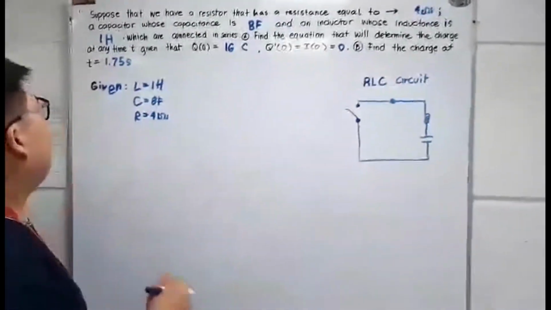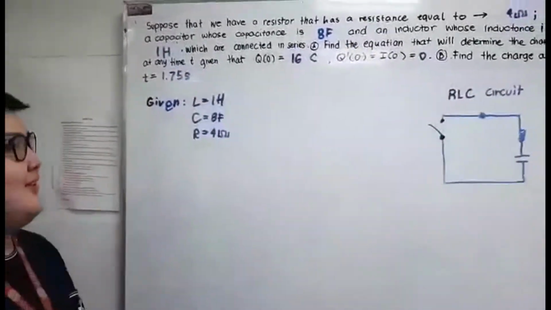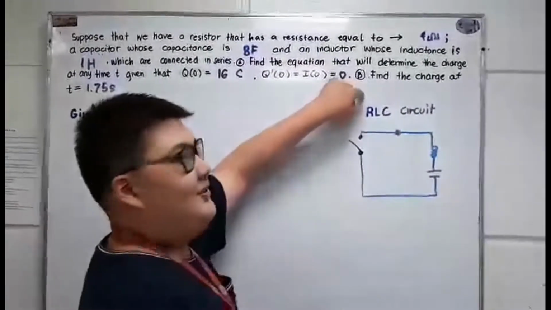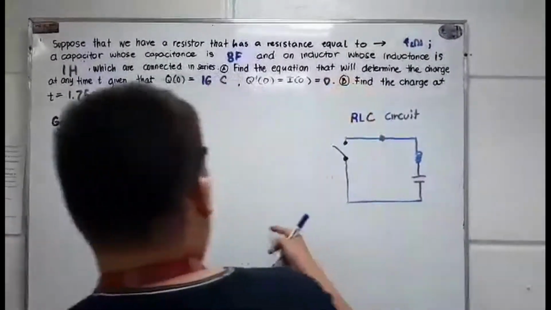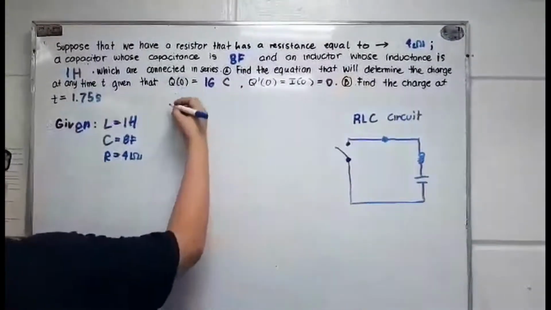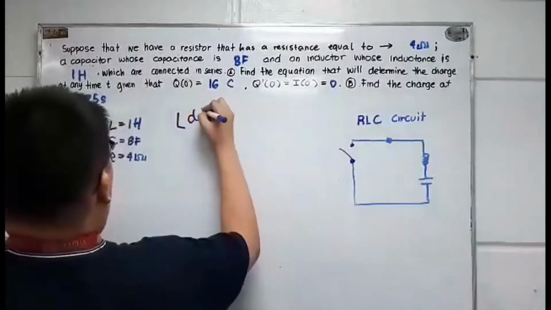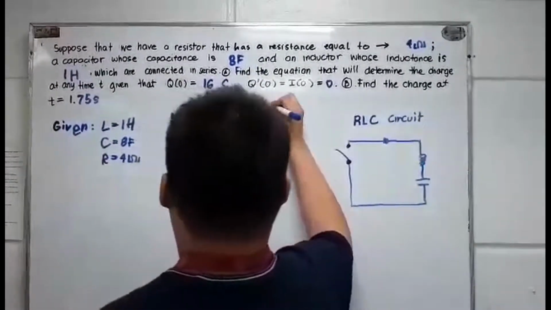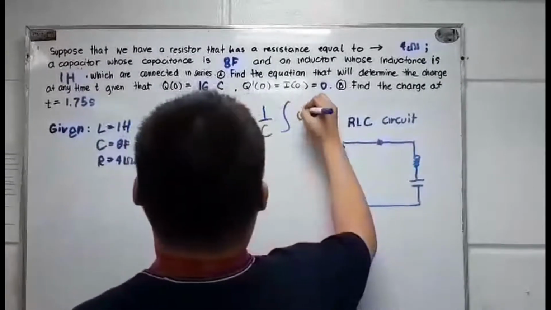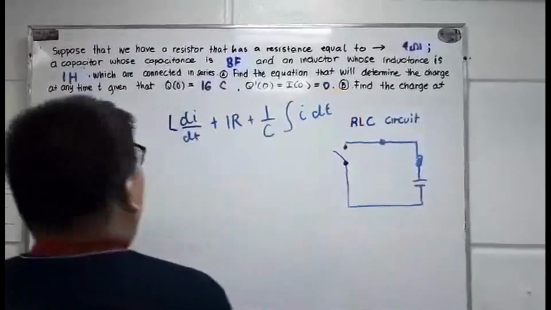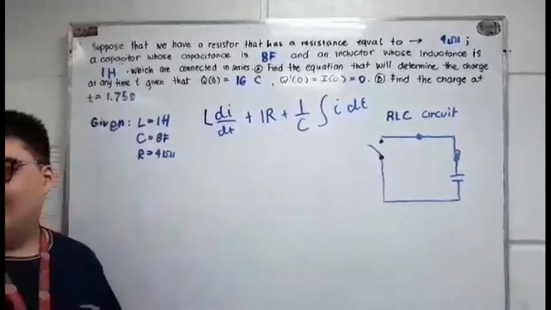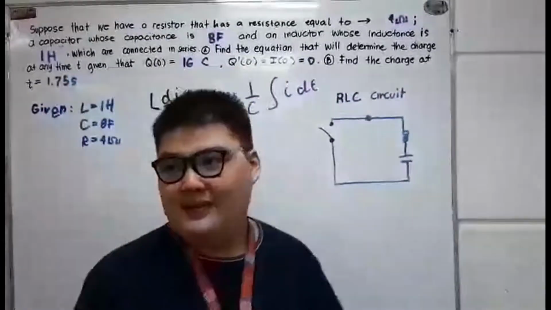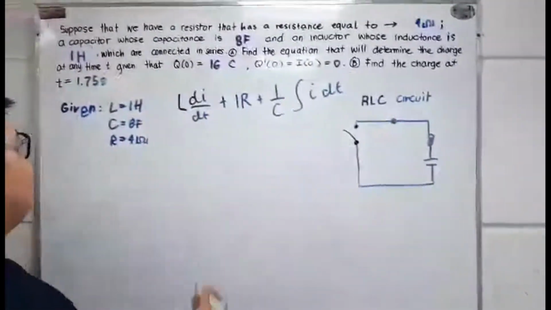So today we're going to talk about RLC circuits. RLC circuits are circuits that have resistors, inductors, and capacitors. For Kirchhoff's voltage law, we have L dI over dt plus IR plus 1 over C integral of I dt. However, we can rewrite this in terms of charge so that we have a second order differential equation.